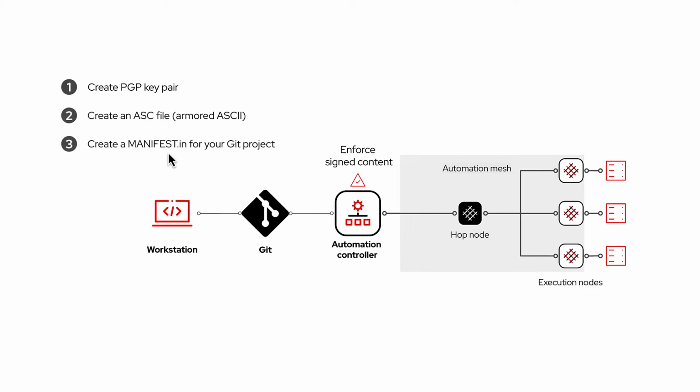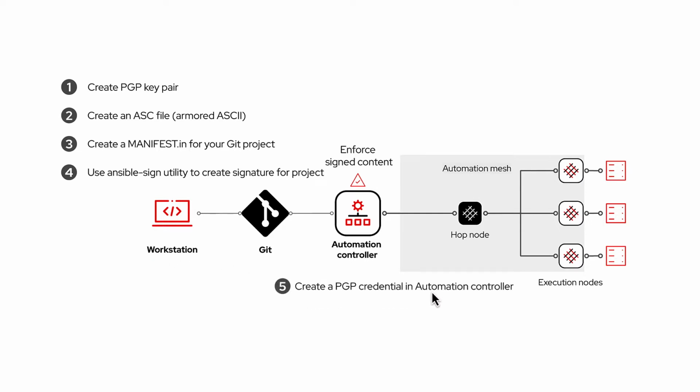We're going to create a manifest in our Git project saying, what are we keeping track of in here? Just like a manifest for a ship. Use the Ansible Sign utility to create a signature for the project. So once we have our key, we can use Ansible Sign to sign our project. Finally, we're going to create the PGP credential in automation controller.